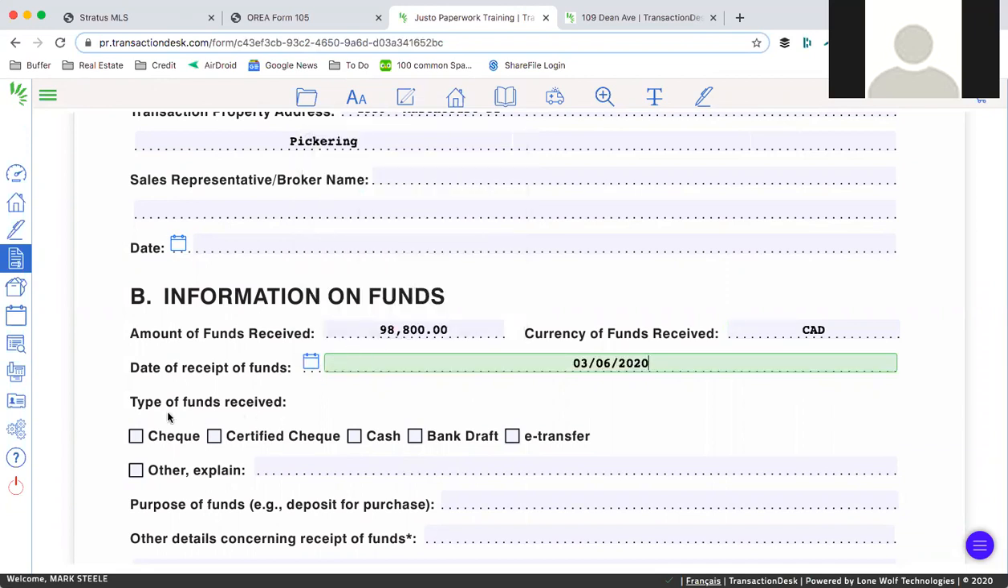Type of funds you're going to put here, so it's either going to be a check, certified check, cash, bank draft, or e-transfer. For the sake of deposits, it has to be a certified check or a bank draft, okay? There's only been one instance where I submitted a deposit through a wire transfer, and I put e-transfer there, and then I just put explain on that one. Most times it'll be one of these. I normally just ask my clients to get a bank draft, and that's the easiest way to do it.